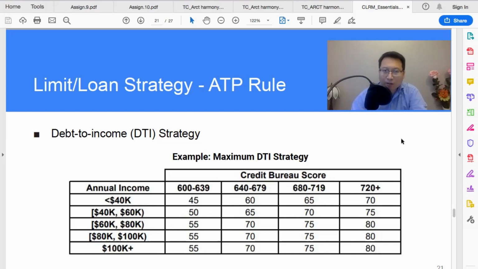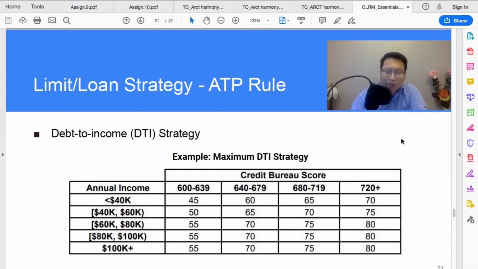So that means the new credit cannot make the DTI ratio go beyond the maximum cap in each cell. Okay, so you can see that the largest DTI here is 80% at the bottom left. That's really for high income, $100,000 per year and above, and really good credit. Credit bureau score 720 and above. Okay, so for those, you can carry debt up to 80% of your income.